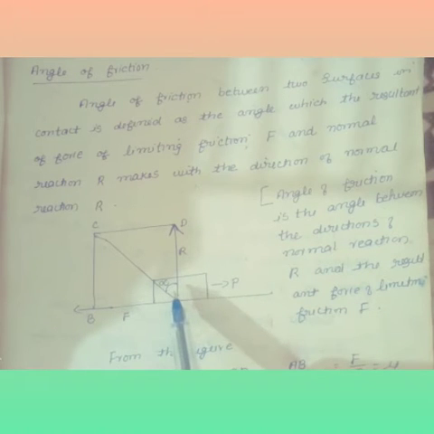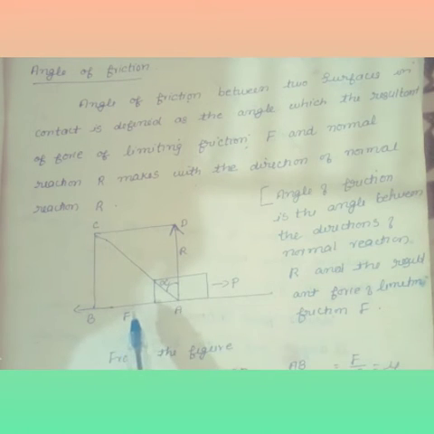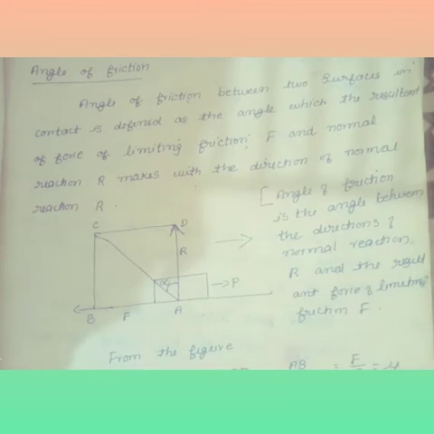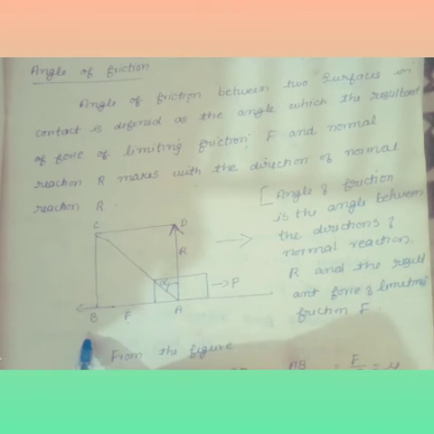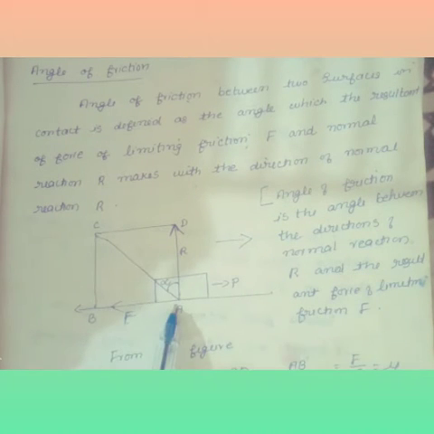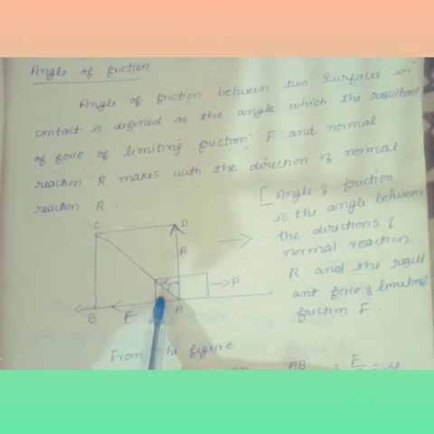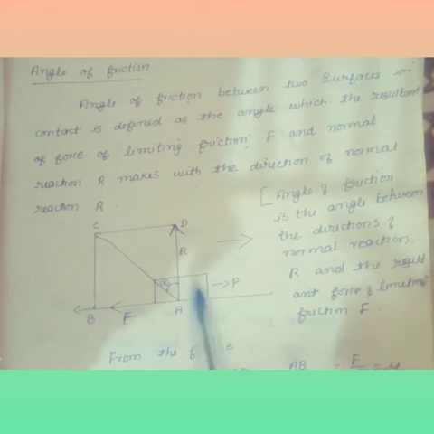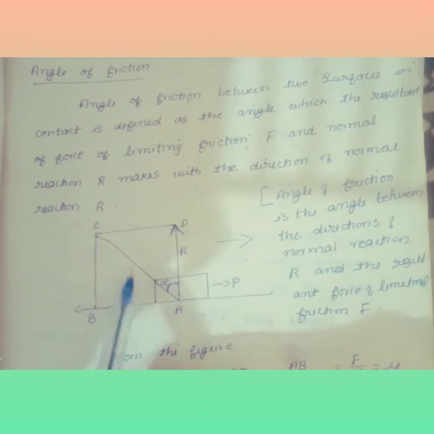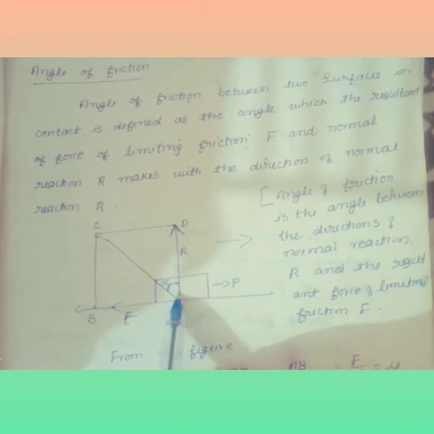The angle between the direction of normal reaction and the resultant force of limiting friction, we call it the angle of friction. When we apply the force towards the right, the force of friction is towards the left. Then you have to find its resultant force of friction. AC is the resultant force of limiting friction F. So angle of friction means the angle between the normal reaction and the resultant force of limiting friction F.